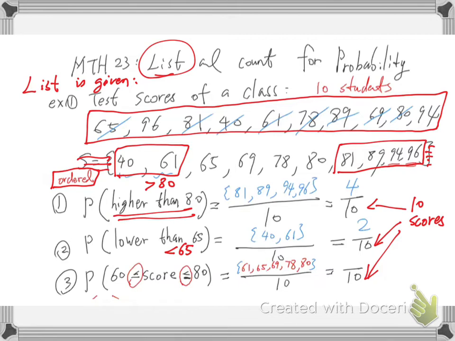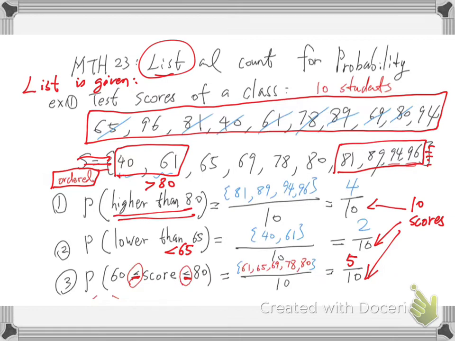Now the last one, they said greater than or equal to 60 and less than or equal to 80. So between 60 and 80, whether 60 and 80 are included or not depends on their condition. If there is an equal sign, that means included, otherwise it's excluded. That's the middle, so you put 1, 2, 3, 4, 5 numbers on top, so the numerator is 5.